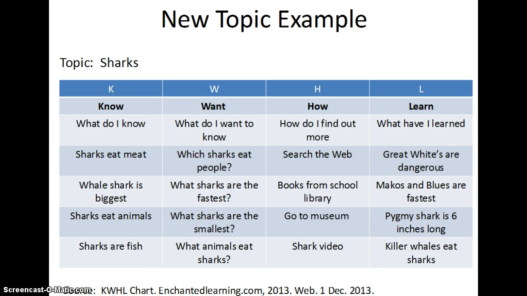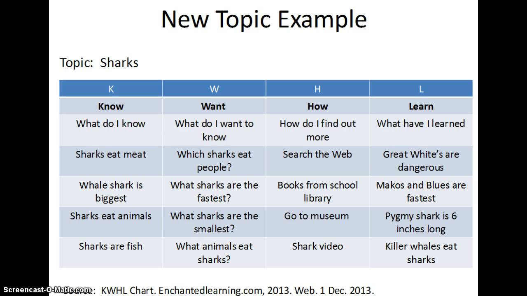The next two slides that I will show you are two examples. One of them is science and one of them is that math example that I was talking about. So let's talk about the science one. Our topic is sharks. What do we already know about sharks? Sharks eat meat. Whale shark is the biggest. Sharks eat animals, and sharks are fish.